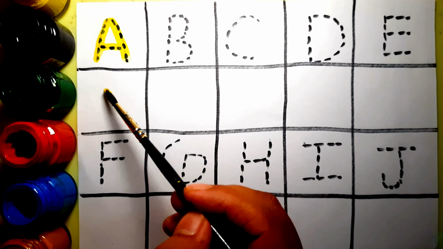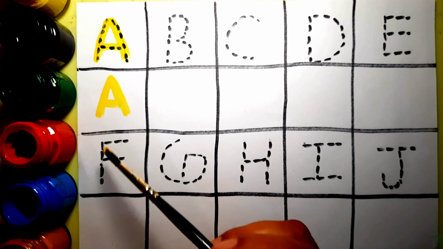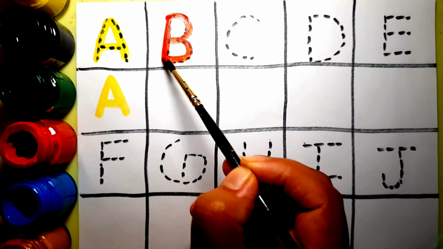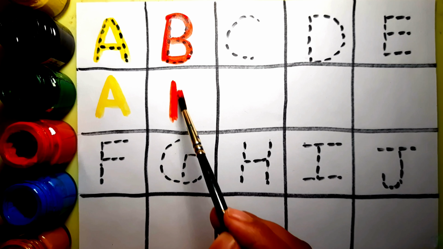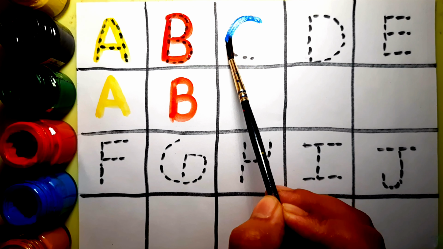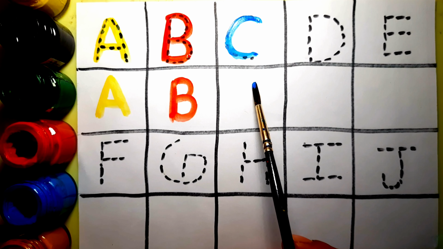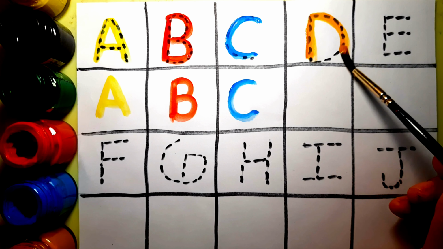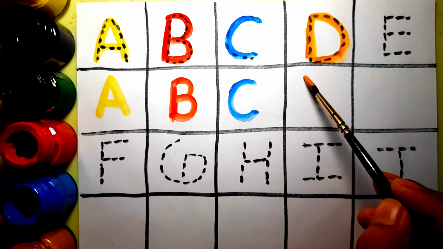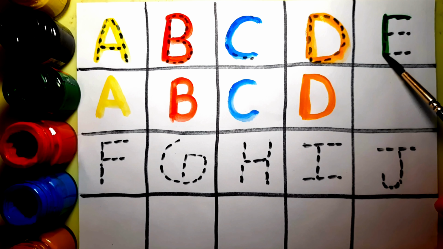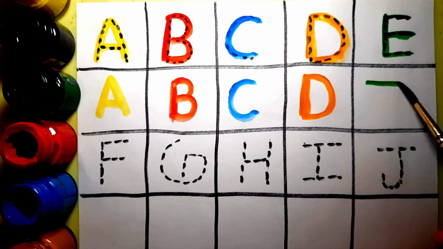A for ant. B for ball. C for cat. D for dolphin. E for eagle.